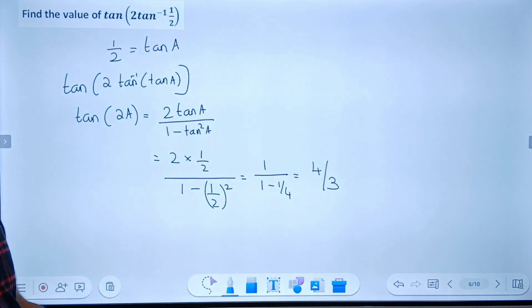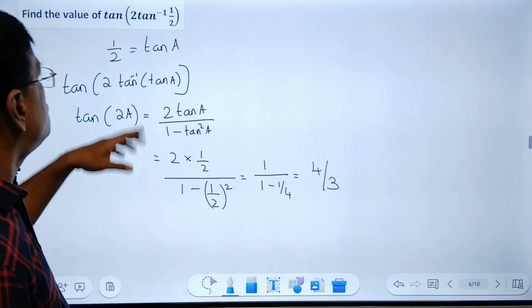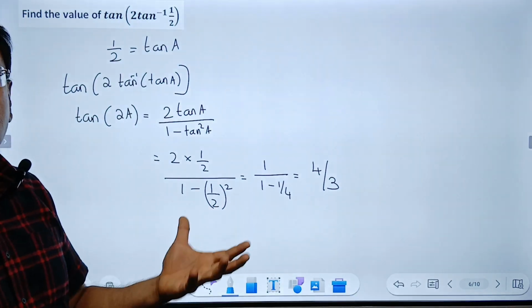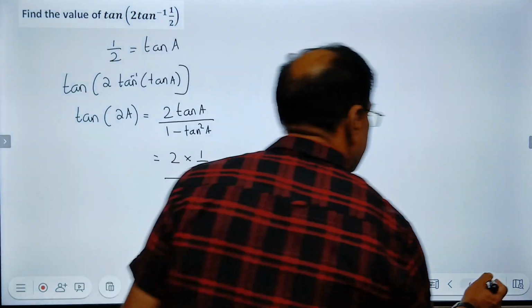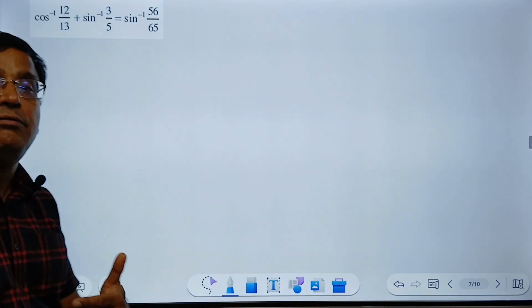It's a very, very simple question, but you have to know the tan 2A formula. You should know what to substitute. Once you know all this, it becomes very, very simple. Okay, the next one. These type of questions are very, very important.